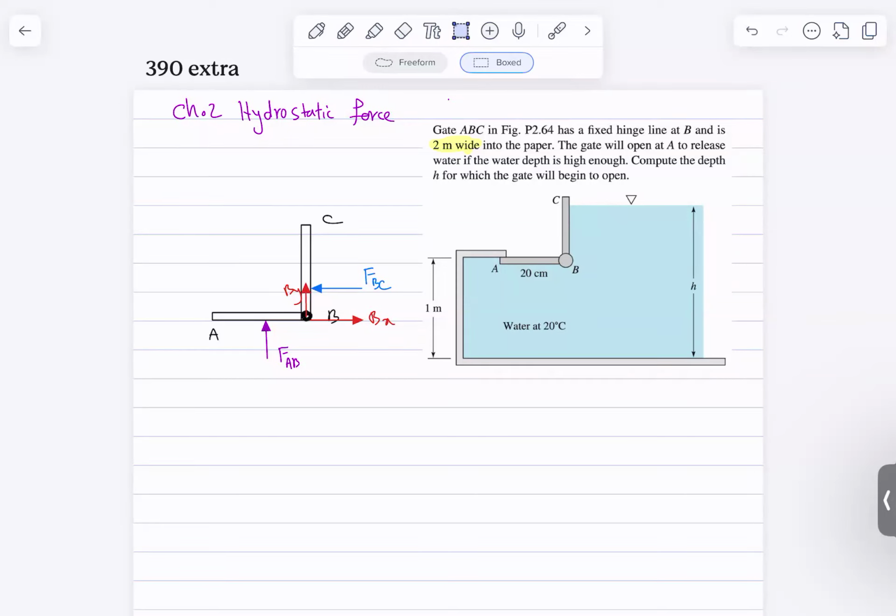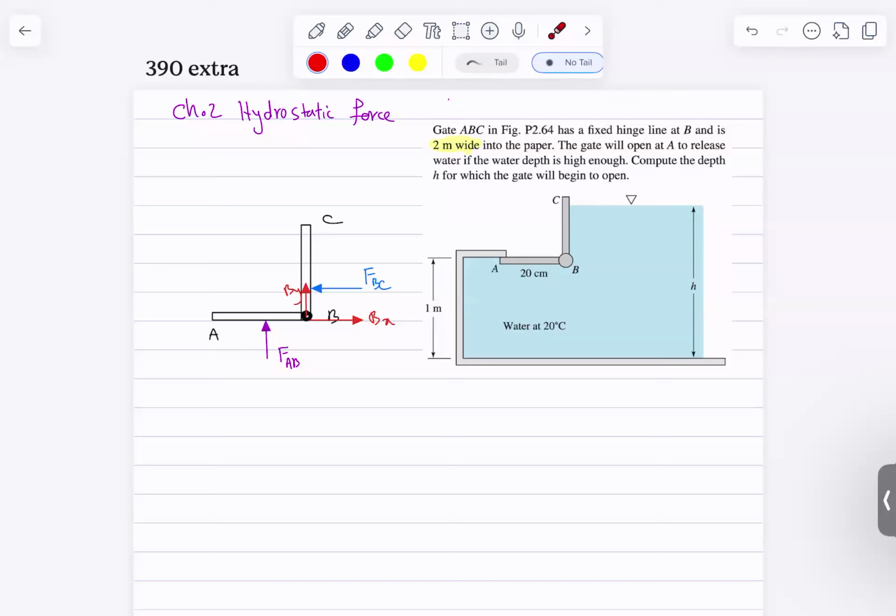It's from chapter 2, hydrostatic force. So let's read it together and solve it together. So we have this gate ABC that is hinged around B, so it can rotate about B. And it's 2 meters wide into the paper, the dimension we can't see. So each one of these panels is like a rectangular plane, 2 meters wide into the plane.